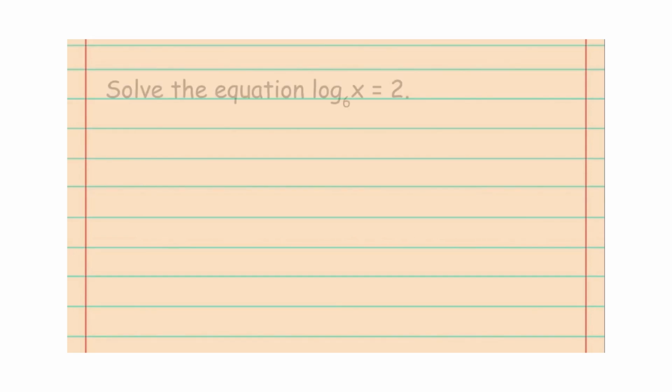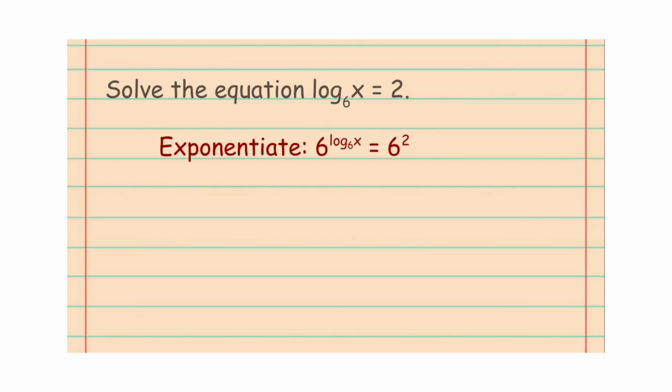Let's solve a basic logarithmic equation. Log base 6 of x equals 2. As you can see, I already have an isolated logarithm, so step 1 is done. On to step 2, exponentiation. I have a base of 6 in my logarithm, so 6 is going to be the base I'll use for exponentiation. 6 to the log base 6 of x gets me x. So x equals 6 squared, which is 36.